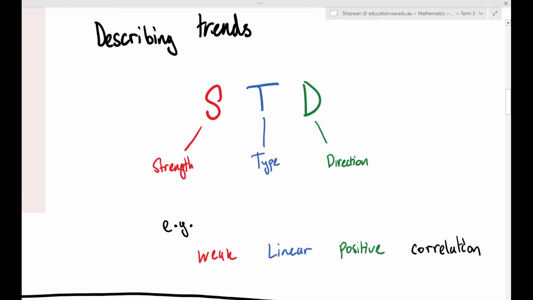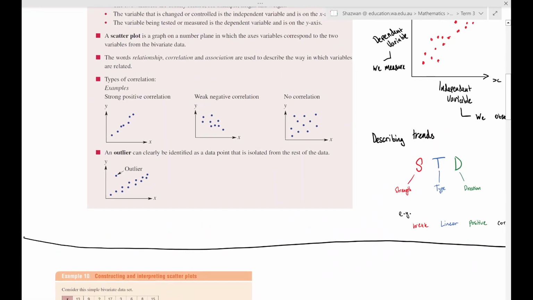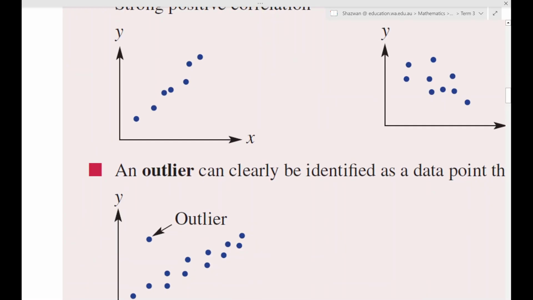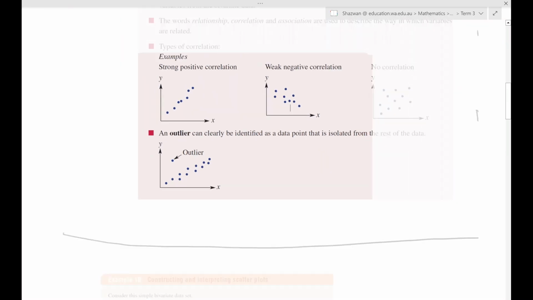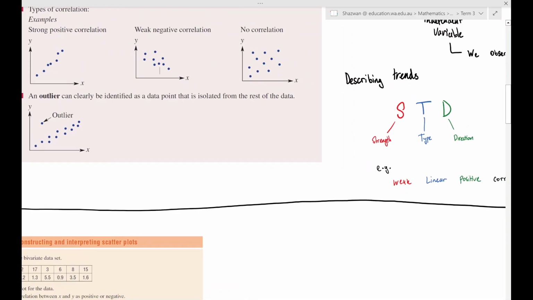Finally, direction. Is it positive or negative? So in the first graph, we can see that our line of regression has a positive gradient, so we'd say its direction is positive. Here we see our line of best fit is going to have a negative gradient. We'd say it has a negative direction.